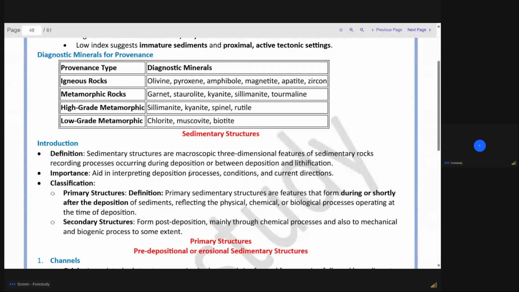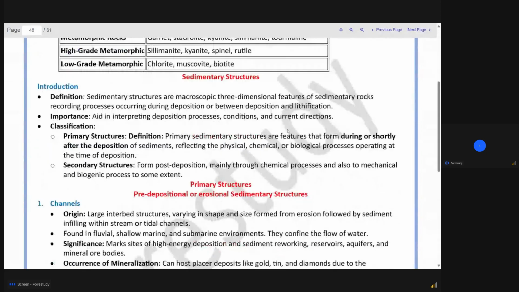Okay, so also some of the sedimentary structures give us top of the bed indicators and indicators of direction of the current. Okay, and then classifications are primary structures. Definition: primary sedimentary structures are features that form during or shortly after the deposition of sediments, reflecting the physical, chemical, or biological process operating at the time of deposition.